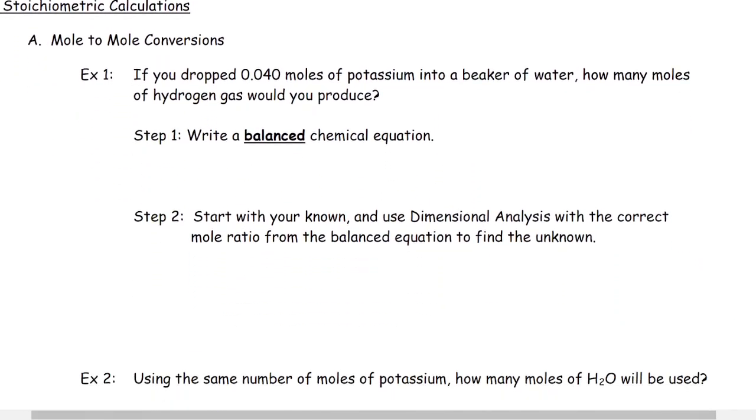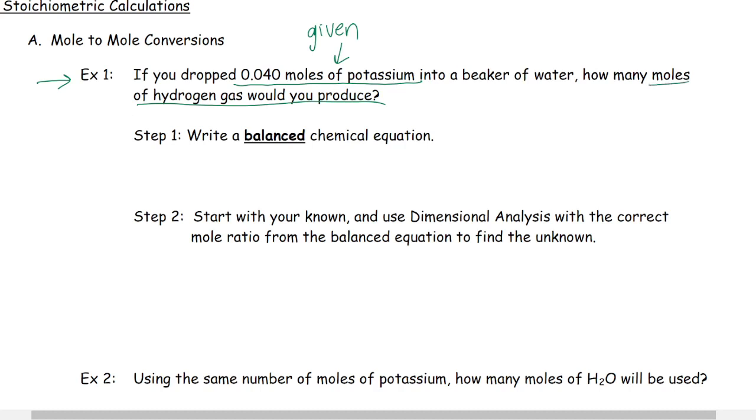So what we're going to do with this is you'll have questions like this one. So if you dropped 0.040 moles of potassium into a beaker of water, how many moles of hydrogen gas would you produce? When you have word problems like this, which you often will have, you need to identify first what it is that you're looking for and what is your given information. So in this case, this is my given, or your known information.